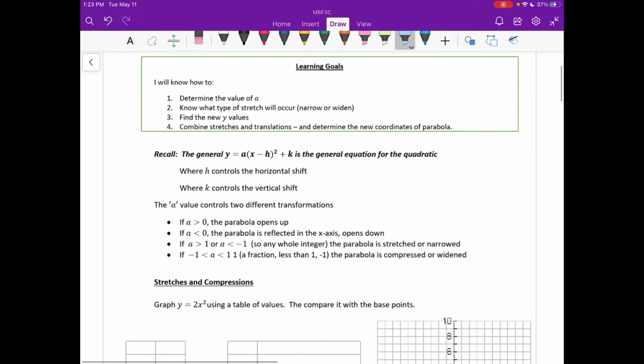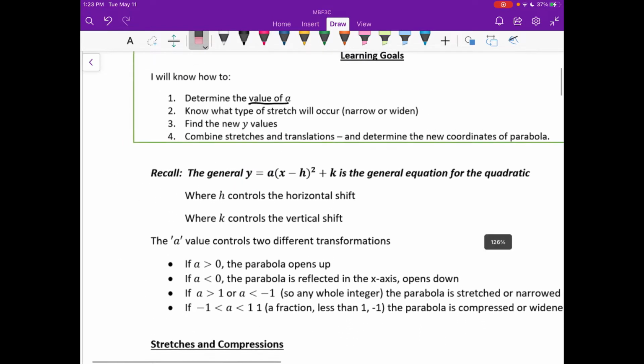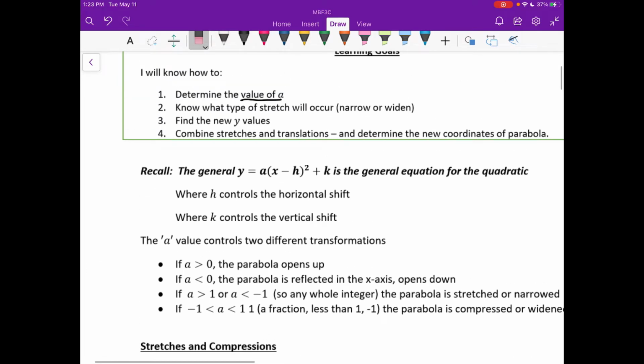So, what you're going to know by the end of this lesson is how to determine the value of A by looking at y equals a(x minus h) squared plus k, right? So it's always going to be the one in the front. You're going to know what type of stretch will happen, so whether or not the A value will lead to a larger stretch or a narrow one. You'll know how to find the new y values. You'll know how to combine stretches and translations. And one thing I actually forgot to add here is you will know how to graph reflections.